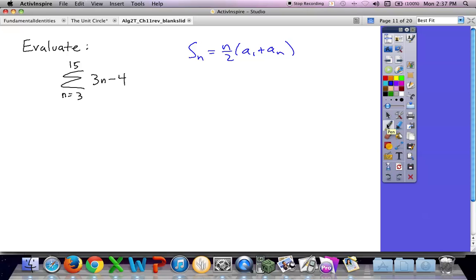Okay, how many terms are there if it starts counting at 3 and it ends at 15? So remember, if it starts at 1, then you could say whatever the number is at the top. If it doesn't start at 1, you have to say 15 minus 3 is 12, plus 1, right? So n, the number of terms, equals 13.